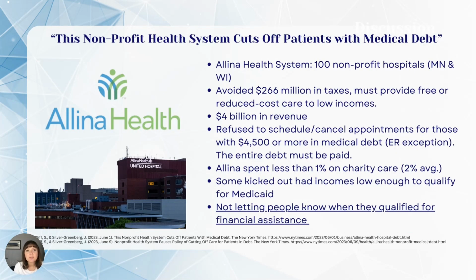So this article is from the New York Times, and it is about the Alina Health Care System, which has 100 nonprofit hospitals in Minnesota and Wisconsin. These nonprofit hospitals were able to avoid $266 million in taxes under the provision that they would give free or reduced cost care to low-income families.